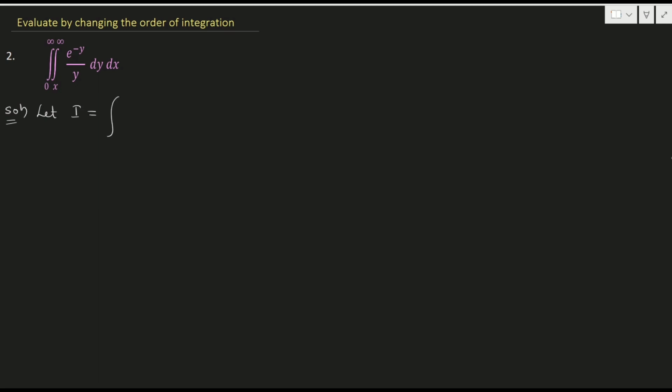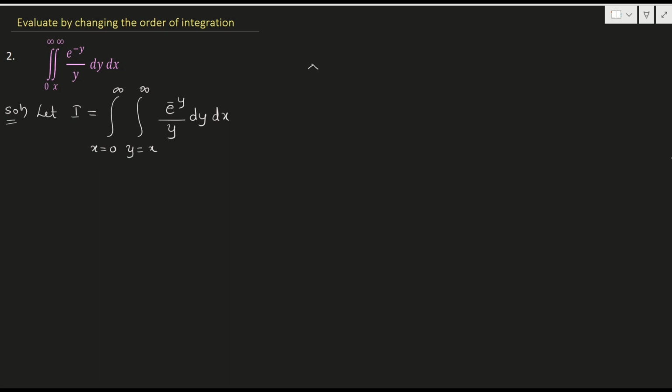As you know, the first integral limits represent the x limits. So x varies from 0 to infinity and y varies from x to infinity. The function is e raised to minus y divided by y dy into dx. As I said before, to change the order of the integration, first we need to find the region. So what is our region now? That we have to check.